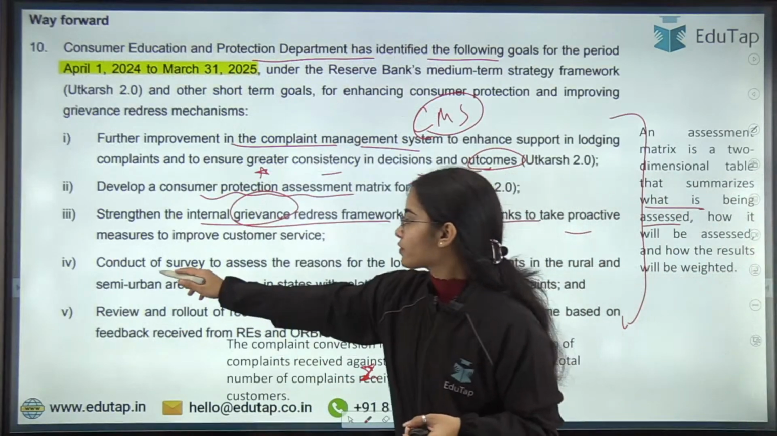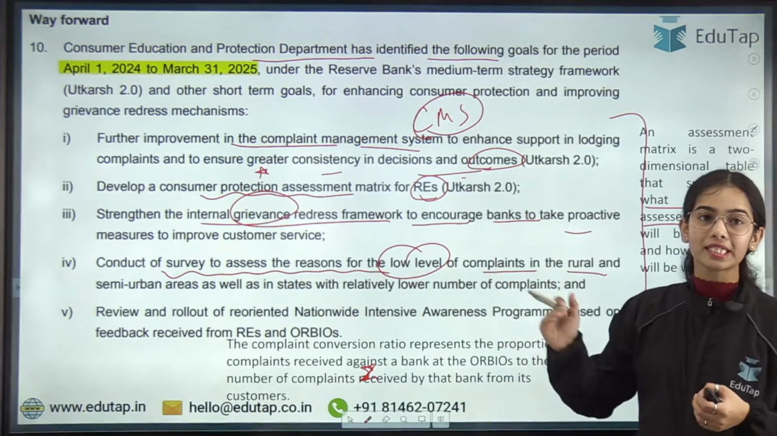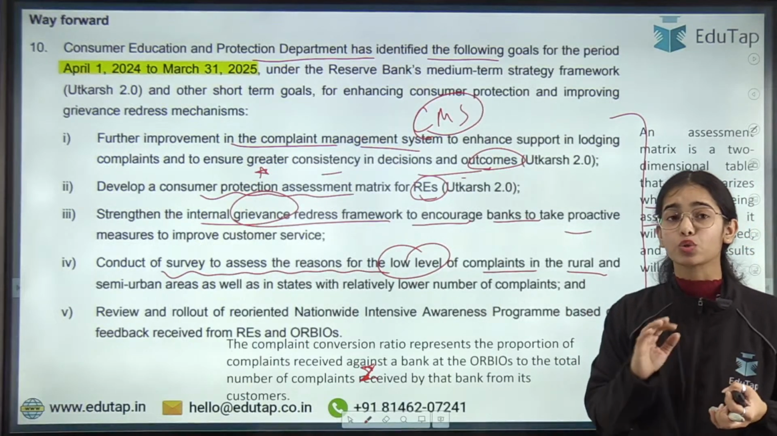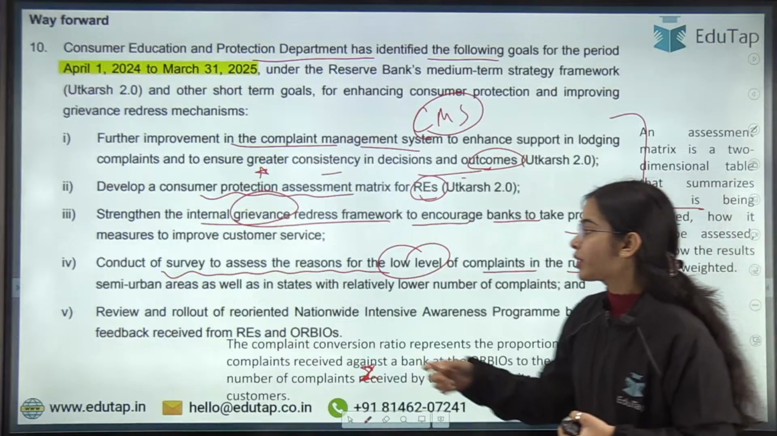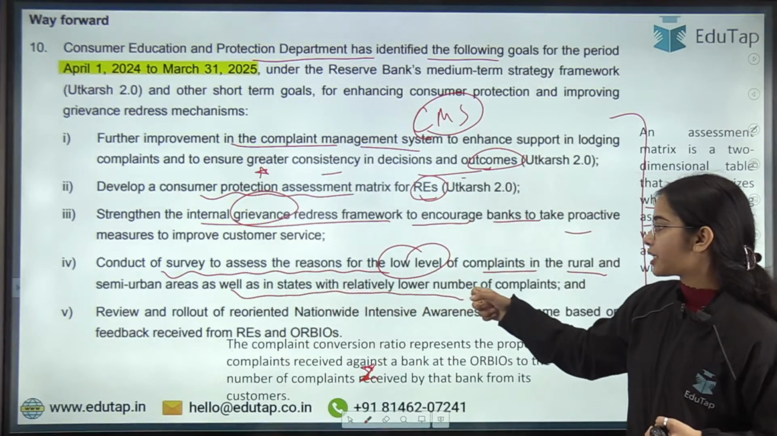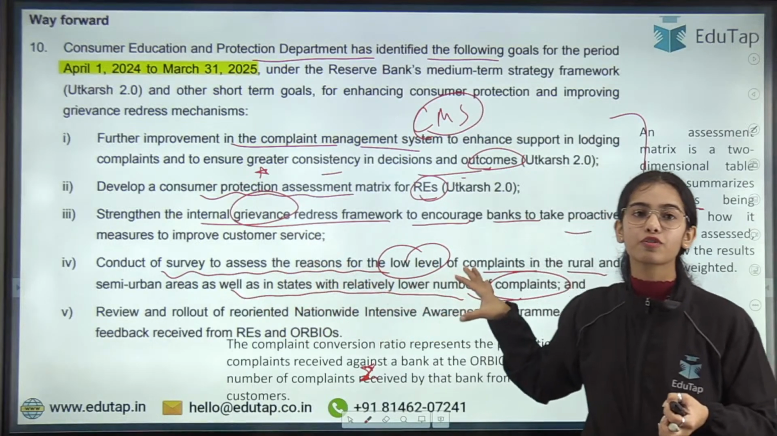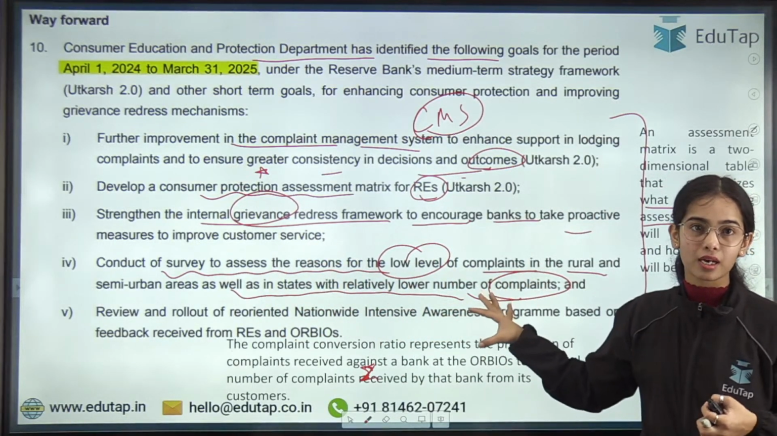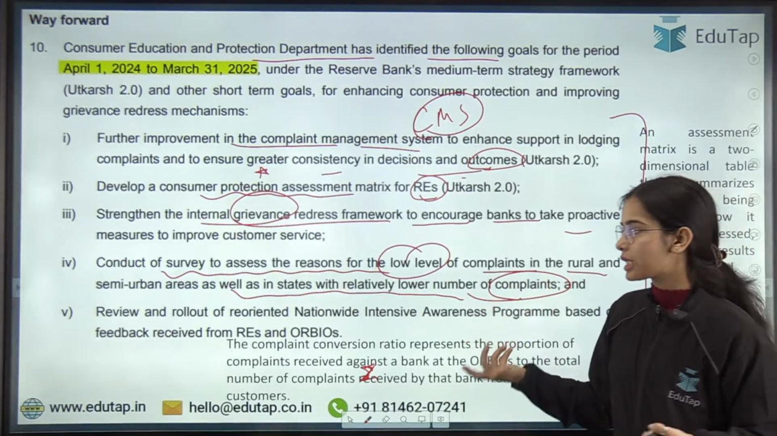Next is conduct of survey to assess the reason for the low level of complaints in the rural and semi-urban areas. From the rural and semi-urban areas, there are low complaints. So why are the low complaints coming? Maybe they don't have the awareness, that's why. Okay, as well as in states with relatively lower number of complaints. So conduct survey to assess the reasons for the low level of complaints from these areas. Either they have low awareness or maybe they have better services, whatever the reason can be.